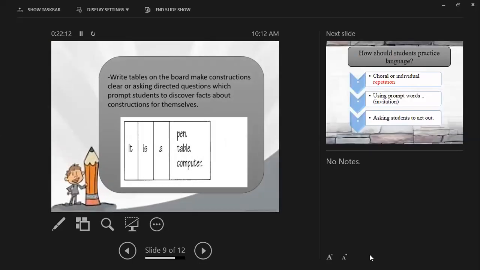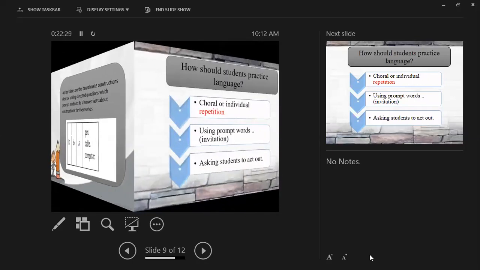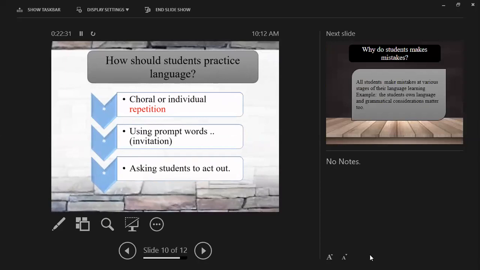Now, like this, in this case, like it's a pen, you can construct a table like this. So it's a pen actually comes from it is a pen, but in a spoken form, we normally make it short, like it's a pen, it's a table, it's a computer. Okay. Now the last part is practice. So how should students practice language, or what can you do in your class to make sure that your students practice the language?